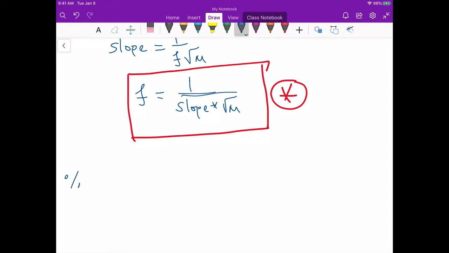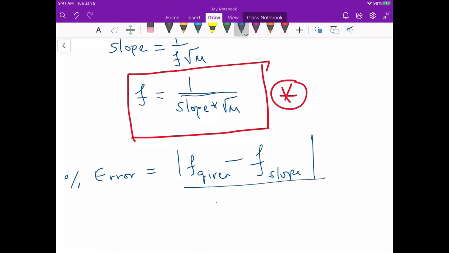The percent error is going to be the absolute value of f real, or given, minus f from slope, divided by f given, multiplied by 100%, and then that will simply give you the percent error in the experiment.